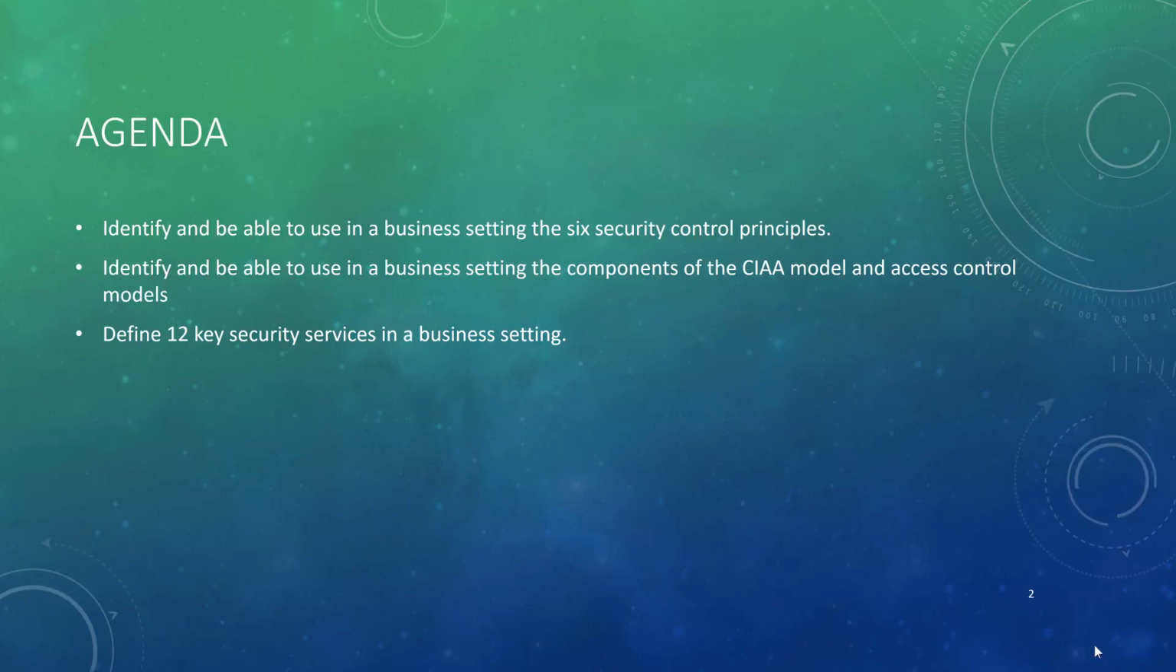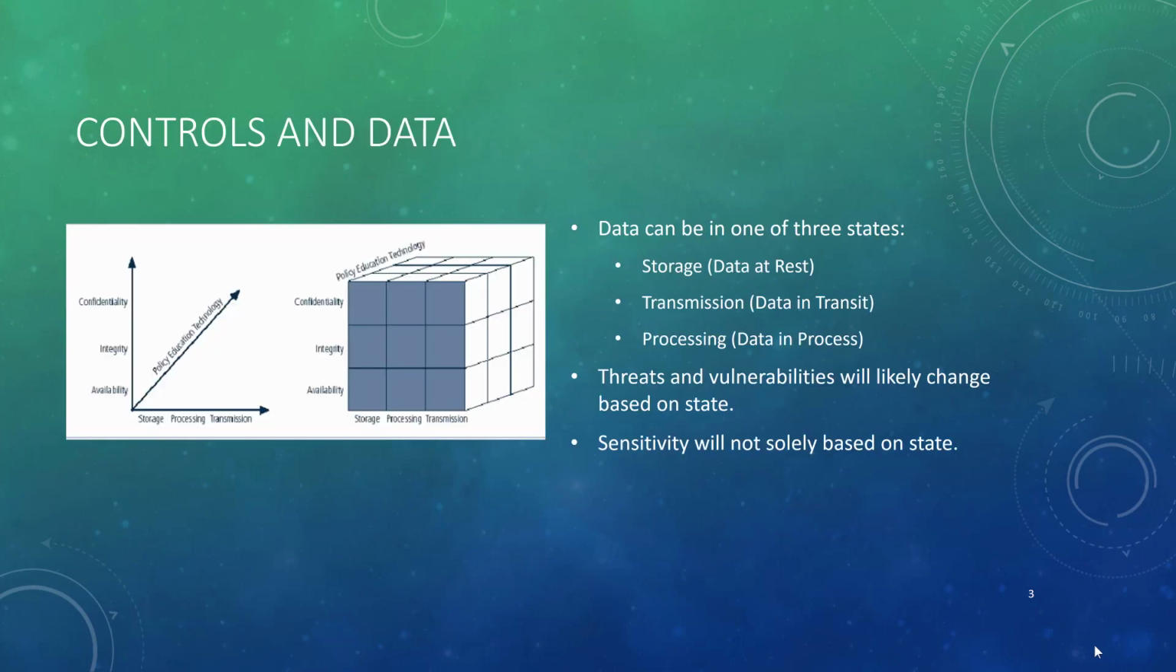Here are the lesson objectives that we're going to have, or the agenda. We'll start with 6 security control principles, move into using components of the CIAA model for access, and then look at services and splitting those up into core services initially, and then recommended controls.